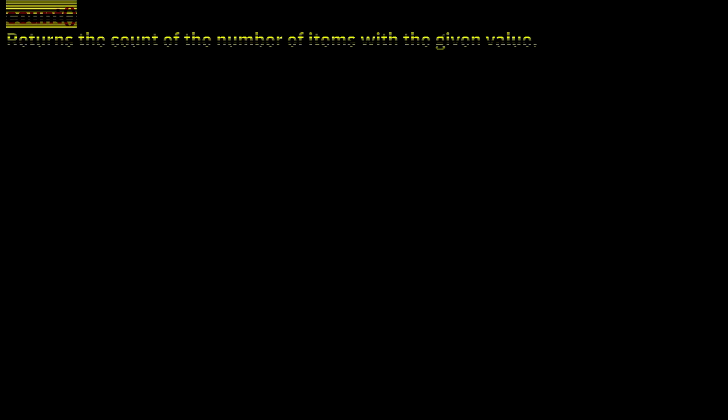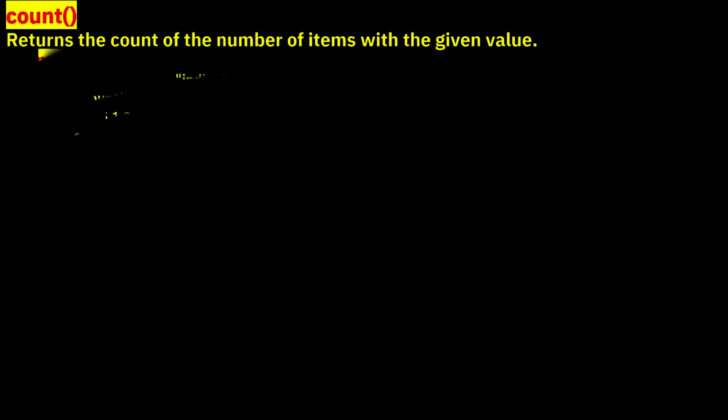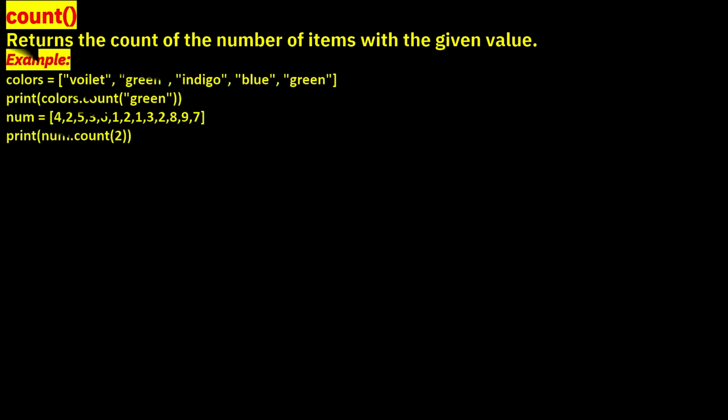count. Returns the count of the number of items with the given value. Example. colors = [violet, green, indigo, blue, green]. print(colors.count('green')). num = [4, 2, 5, 3, 6, 1, 2, 1, 3, 2, 8, 9, 7]. print(num.count(2)). Output: 2, 3.